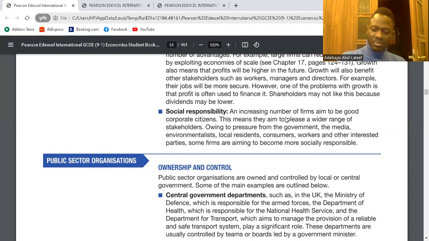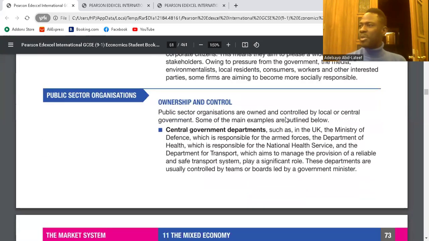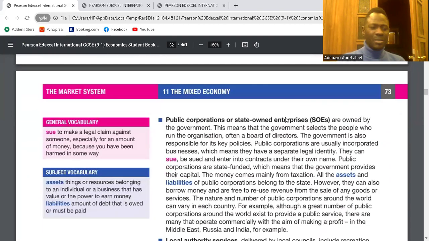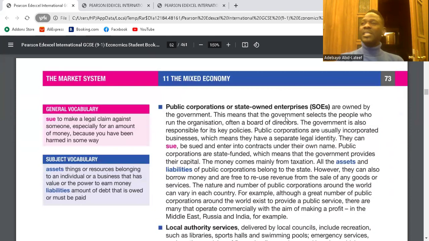Now go to the public sector. Why do we call it public sector? We call it public sector because it is owned and controlled by government. We have different types of government: the central government, the state government, and the local government, which is a municipality. For the central government, they take charge of health, they take charge of defense and security of the country, and infrastructure.